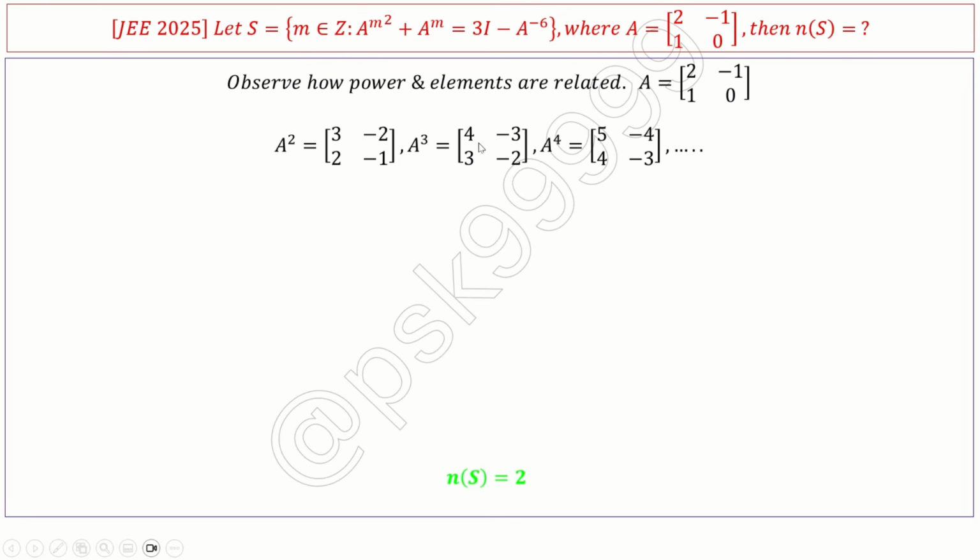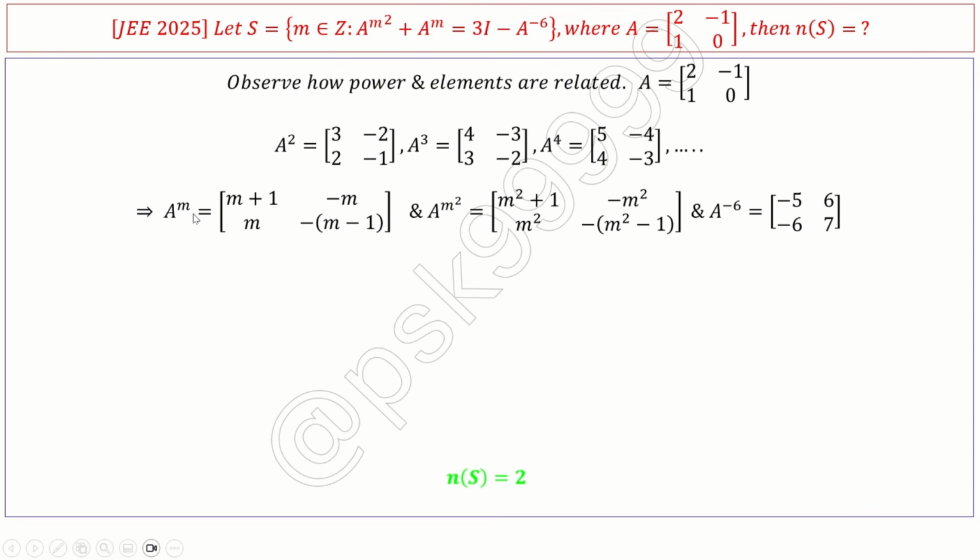And A cube is nothing but, A to the power of 1 here, I am getting 2, 1, and 2 and 0, correct? And A square is nothing but both 2's are here and 3 and 1. A cube is nothing but 3 and minus 3 are here in one diagonal, and the main diagonal is 4 and minus 2. So there is a relation. With this we can easily tell what is my A to the power of minus 6, A to the power of M square, A to the power of M.